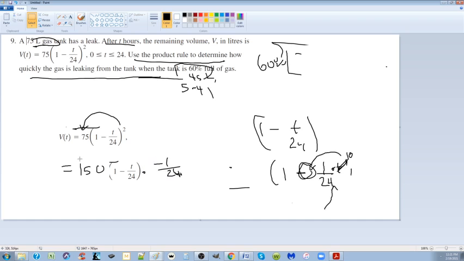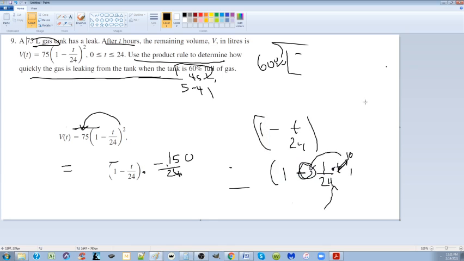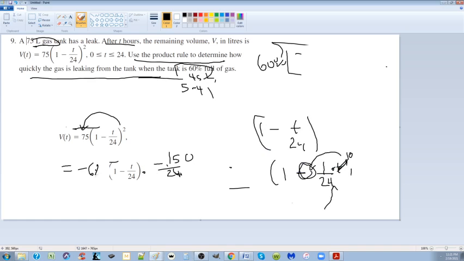Now you can simplify this. This times minus 1 over 24 is 150 over minus 24, which is 6.25. So now we have a multiplier of minus 6.25. I didn't even write it down. I think it was 6.25 times, we can get rid of that. Boom, much nicer.